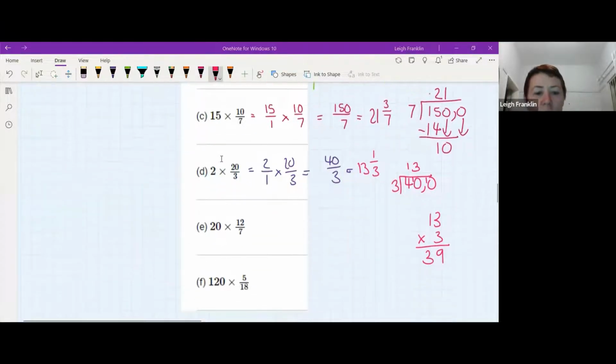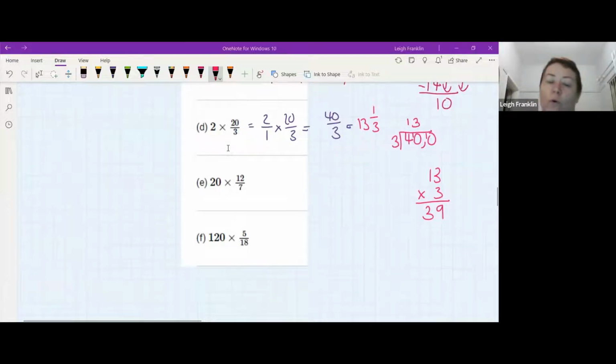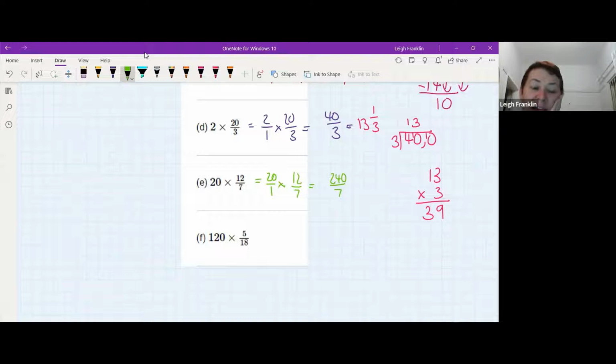Indanako, go for it. Question E is all yours, Indanako. What would you do here? I said 20 over 1 times 12 over 27, which is 240 over 7. Absolutely. And there's no ways that you could simplify that. No, okay, because there's nothing that goes into 7 that goes into 12 or 20.